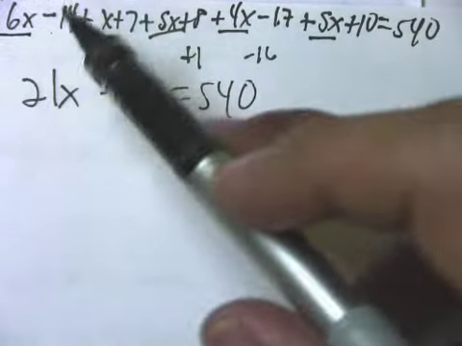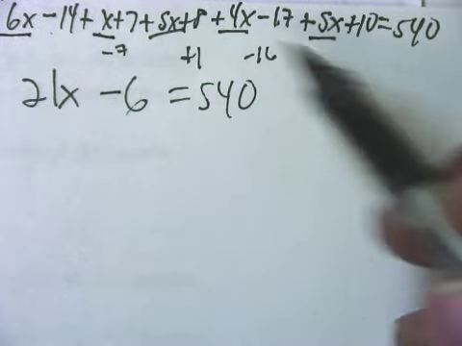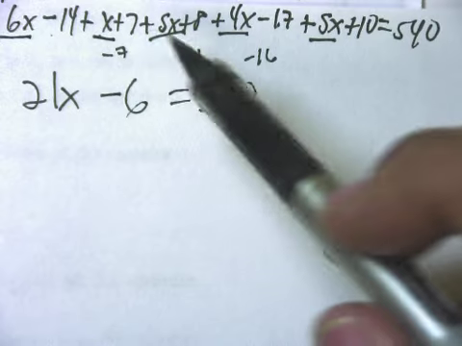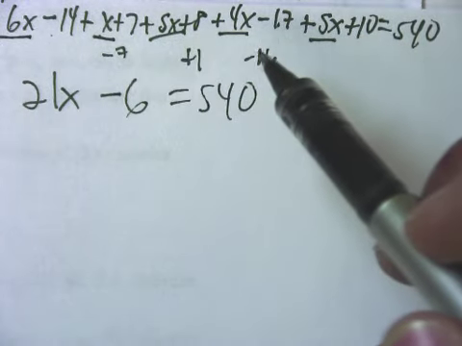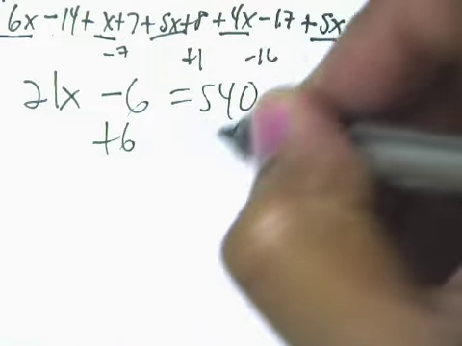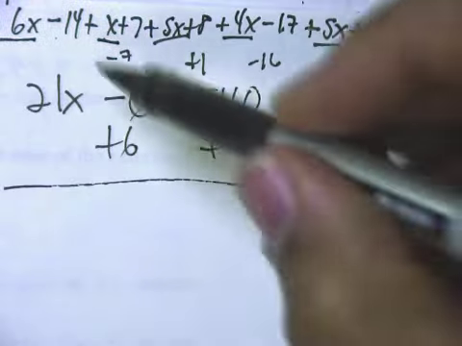Then positive 1 and negative 17 is going to give me negative 16. And negative 16 and positive 10 is going to give me negative 6. So 21x minus 6 is equal to 540 degrees.